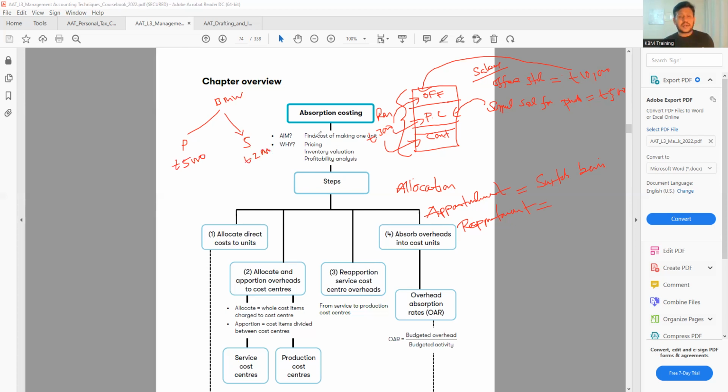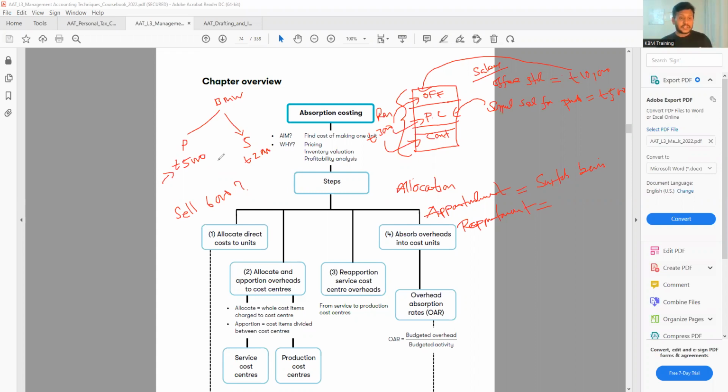Now let's try to understand. If I sell this car for £6,000, am I making any profit? Because the cost is 5,000. If I sell it for 6,000, am I going to make any profit for that?